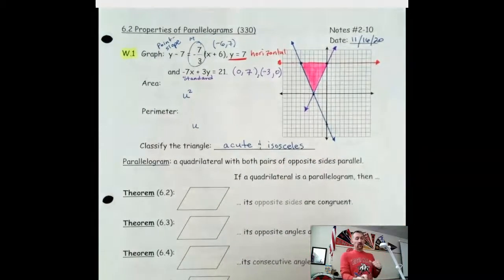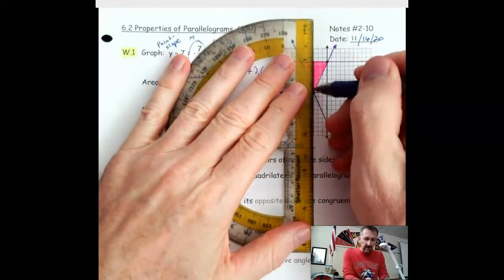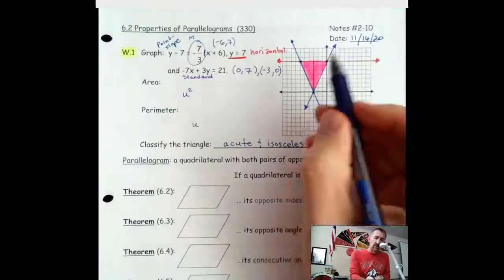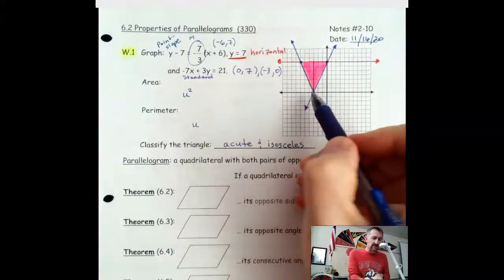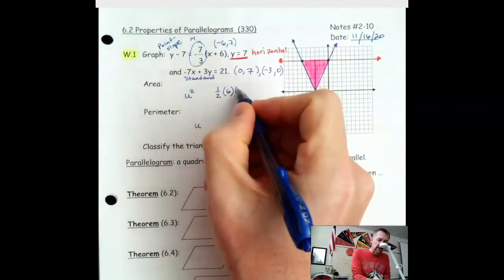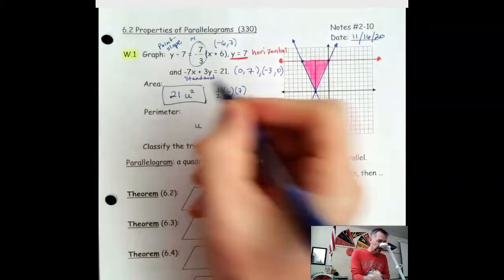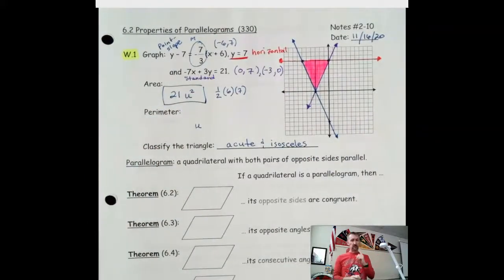Okay, so if we go to find the area, the area of a triangle is 1/2 the base times the height. So the base is 6 and the height is 7. So we're going to have 1/2 of 6 times 7. That's going to be 21 for the area. Units squared. Don't forget the units.